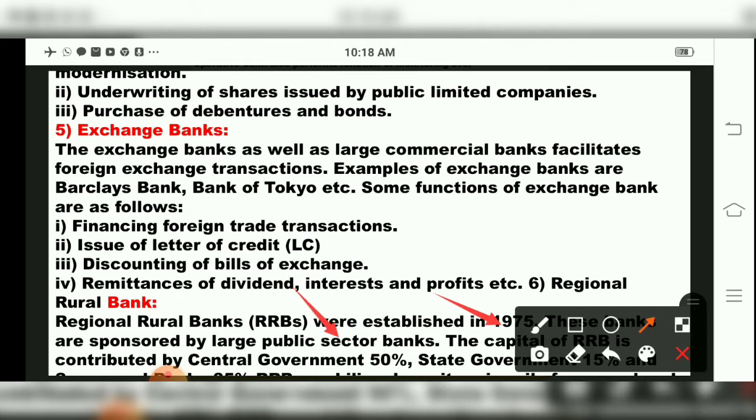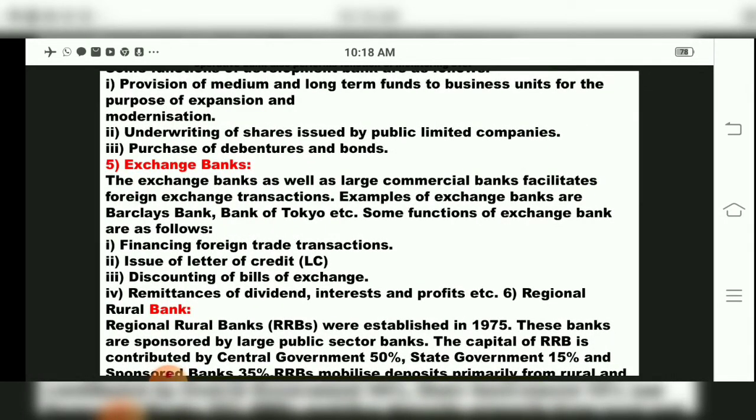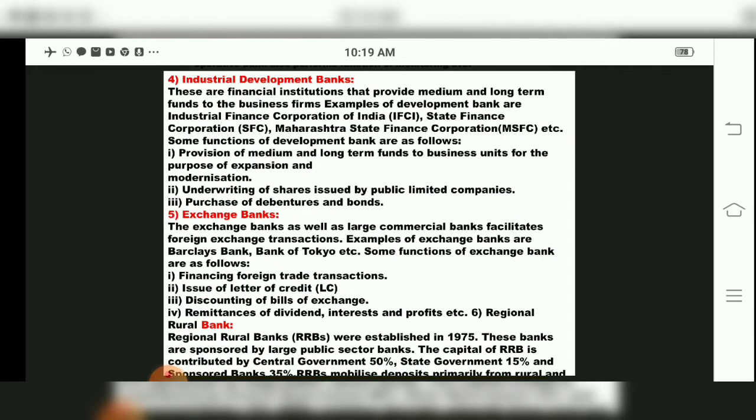Then what is the capital, means finance, for RRBs? How much finance is contributed to regional rural banks? They have told 50% contribution is by the government. Which government? Central government. Then the state government contribution for finance is 15%. For whom? Regional rural banks, children. Keep in mind. Then sponsored banks are 35%. And RRBs mobilize deposits primarily from rural areas, children.